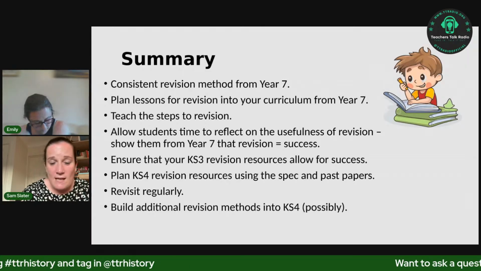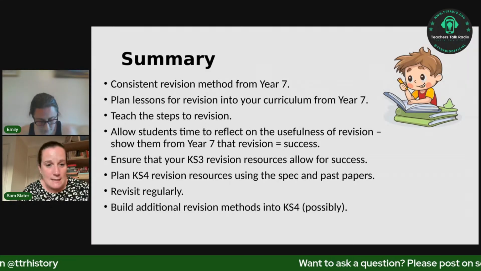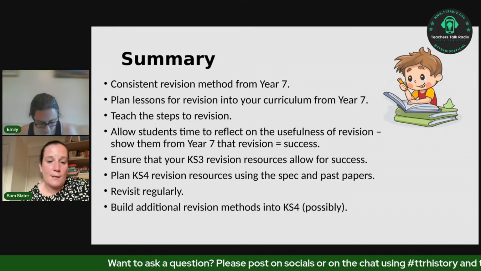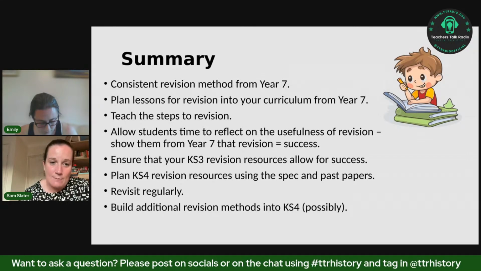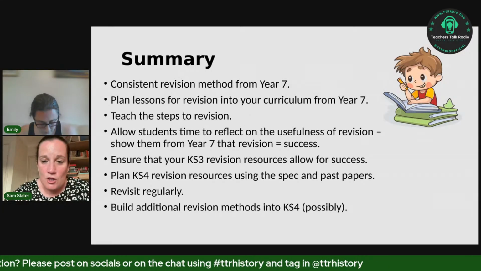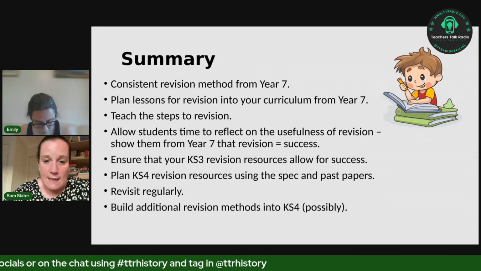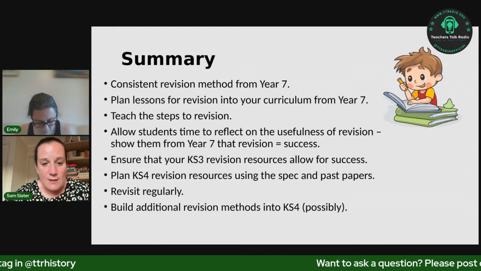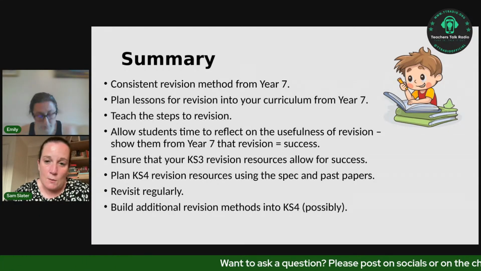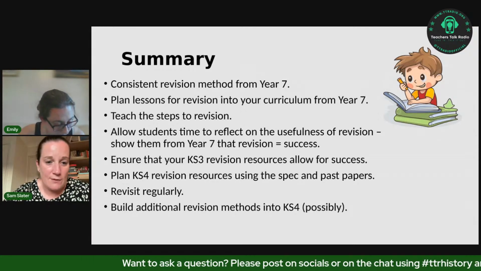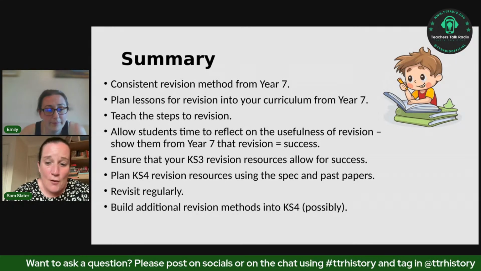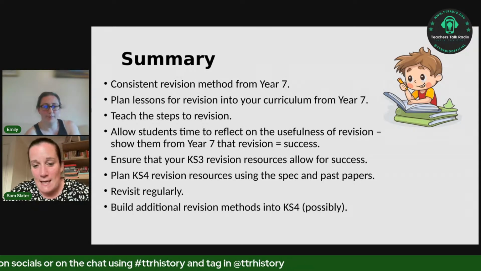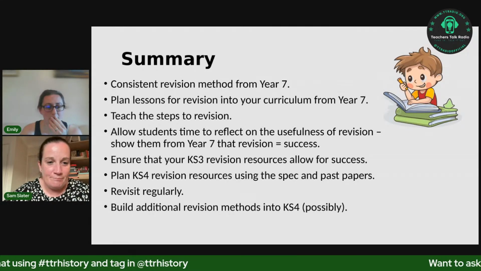So just as a summary, think about how you can build in a consistent revision method from year 7. Plan revision lessons into your curriculum from year 7, actually teach the steps of revision and show the students, through the placemats or whatever technique you decide, that by doing this they will be successful. And then you'll save time, I believe, at Key Stage 4. Students will then have that confidence, that knowledge, that safety net of how to revise. I really hope that has been useful for people, and as I say, more than happy to share any resources.